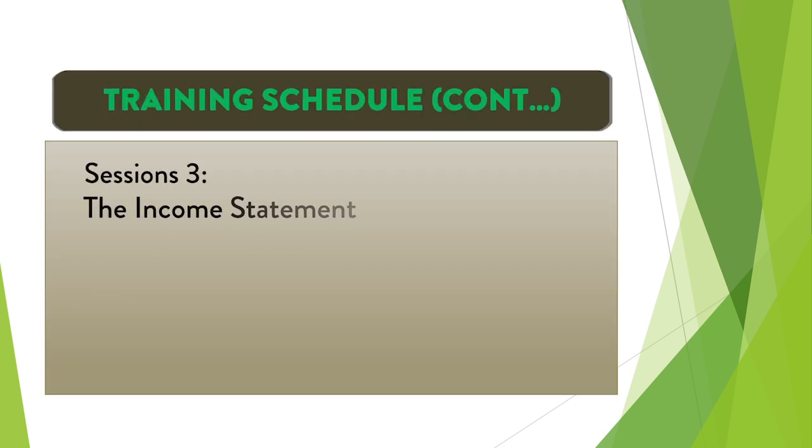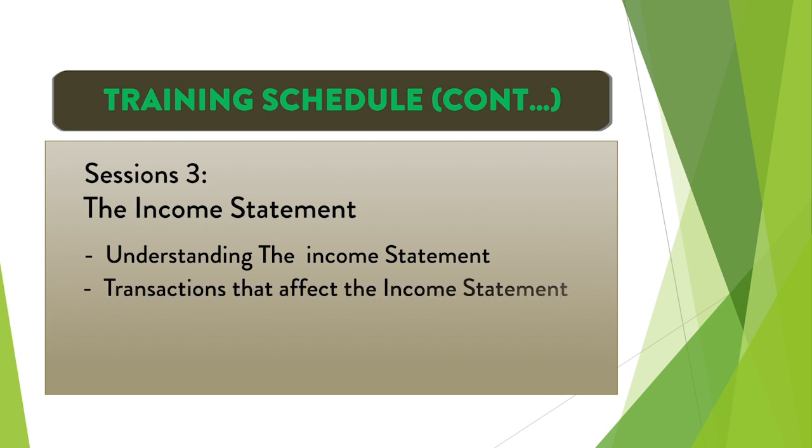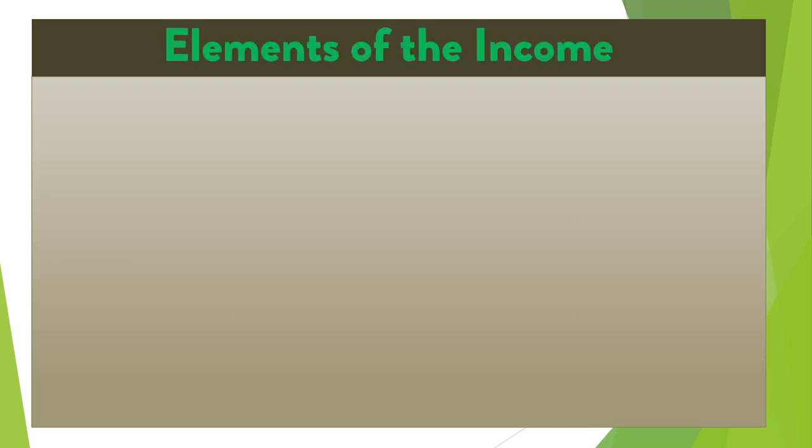Section 3, we are going to look at the income statement, which is still a category or type of financial statement. Income statement, we need to understand what it is, the transactions that affect the income statement, the income illustration. We are going to look at that. We shall look at the elements of the income statement. The topmost part of the income statement comprises revenues and expenditure, rather the revenues.